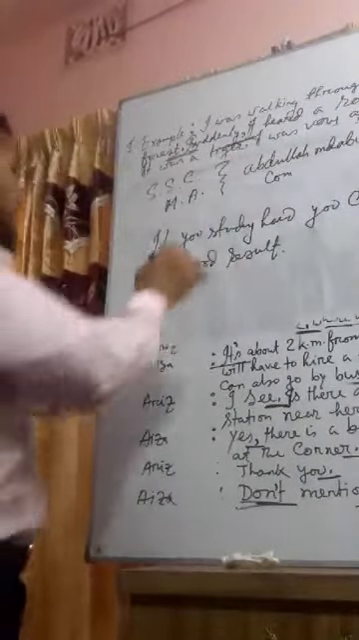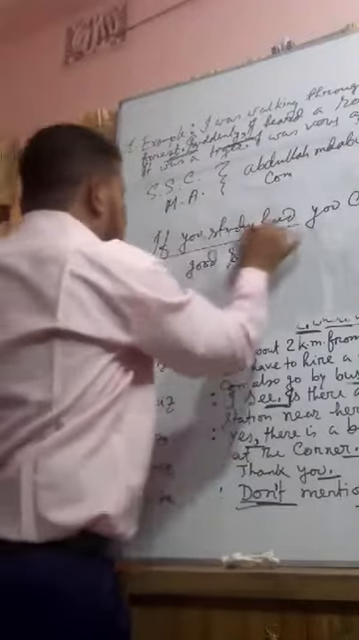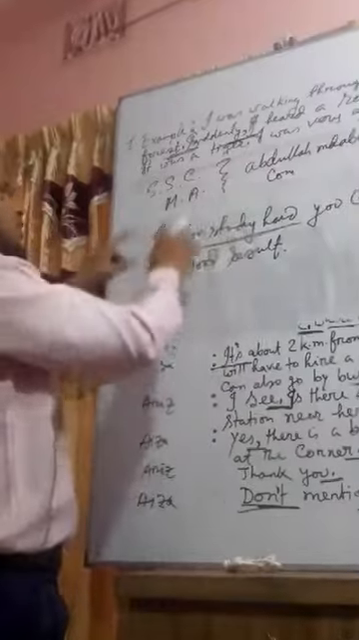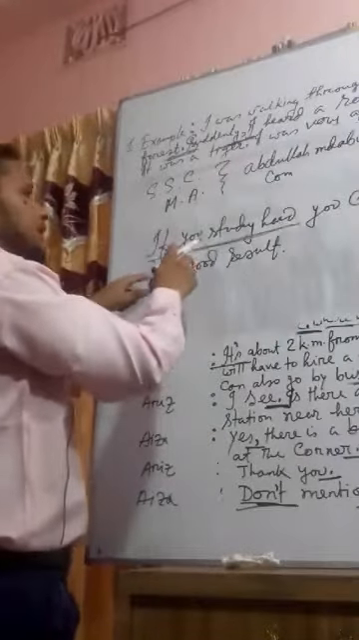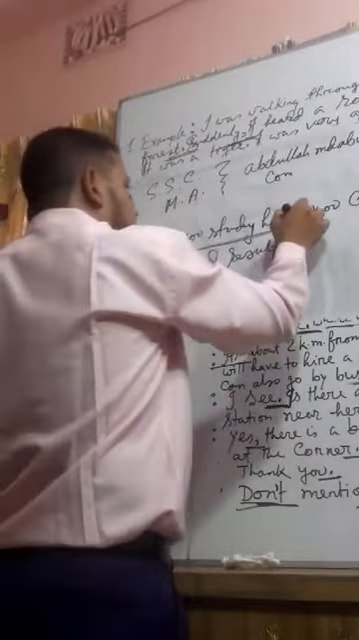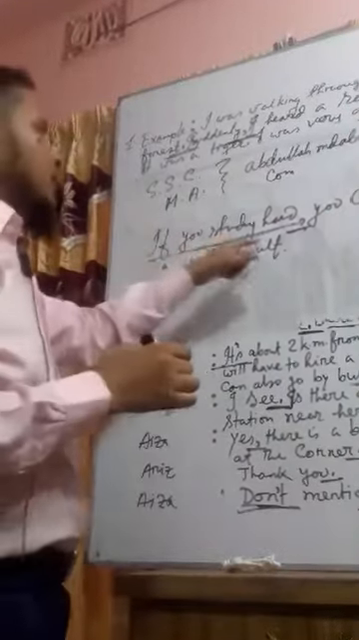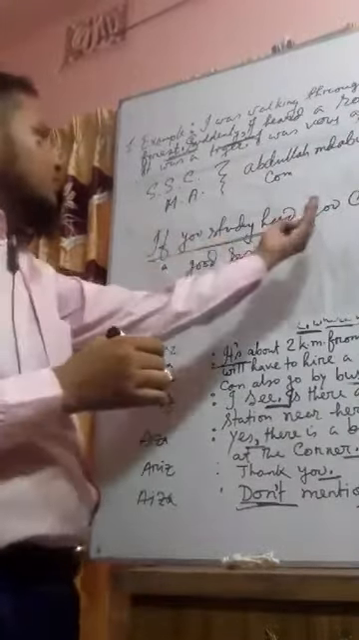Look at this, if you study hard, that is the subordinate clause, and so as the subordinate clause comes first, that's why you have to use comma here. After subordinate clause you have to use comma, before principal clause you have to use comma.